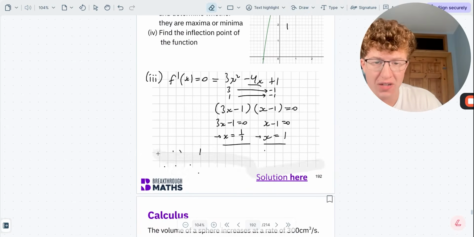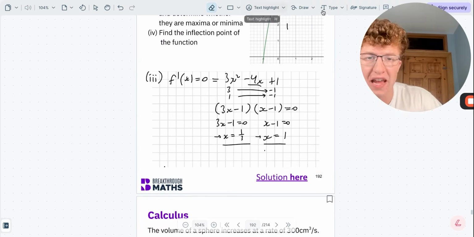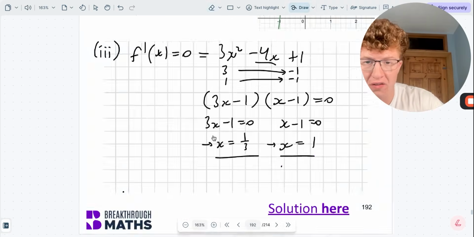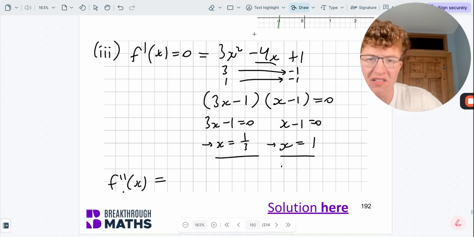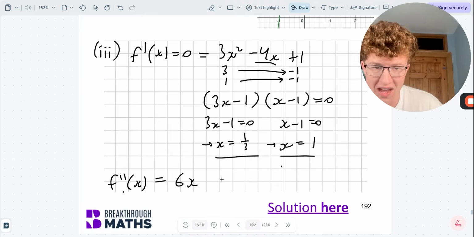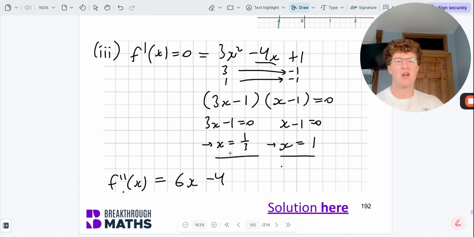Using differentiation, we're going to take the second derivative of the function. So f prime prime of x. I'm going to differentiate this guy here. It's going to be 6x minus 4. Now, let's plug in our values.